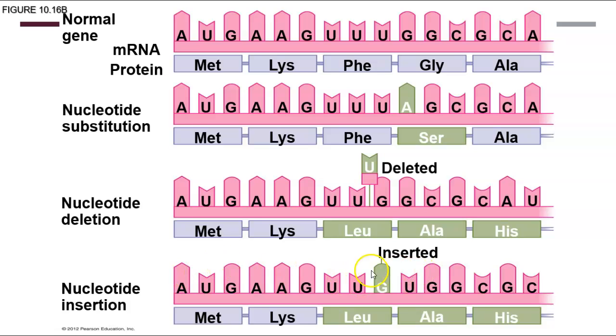Same thing happens when we insert one. If we stick an extra one in here in between the UU and then the third U, then that's going to change again. Everything from that point forward is going to be changed. Sometimes that can change one of these codons into a stop codon, which would even stop it before it got finished. And so that would be that nonsense mutation. So mutations can be beneficial, they can be harmful, they can be neutral and not have any effect at all. It just depends on what the particular change happens to be.